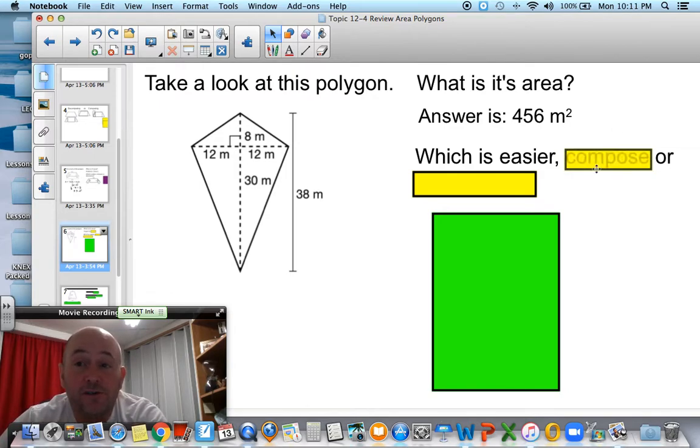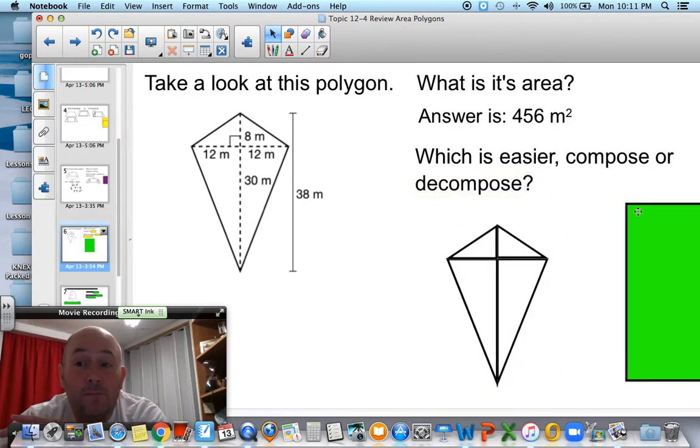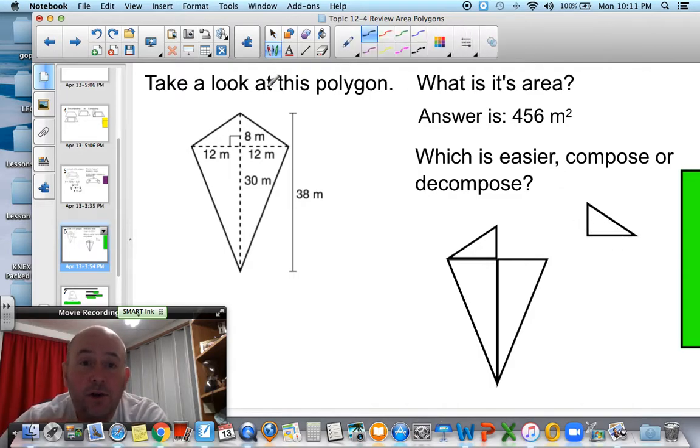And you could either choose to compose it or decompose it to find what its area is. A lot of kids like to attack this by saying, okay, I'm going to find the area of one triangle. Well, this one triangle would have a height of 8, so this would be a height of 8, and then it would have a base of 12, okay?